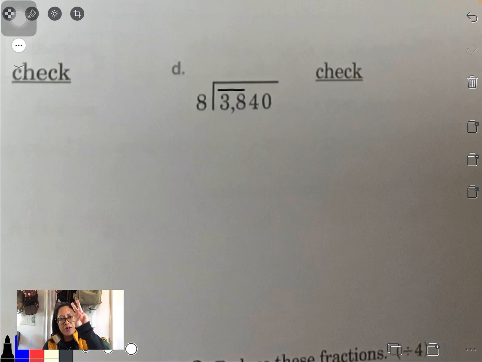4, 8, 12, 16, 20, 24, 28, 32. I counted by 4. I should have counted by 8. 8, 16, 24, 32. So it's 32. So put 4 up here. 4 times 8 is 32. Okay, and then you'll subtract, which I know you know the answer to. 8 take away 2. That's right, it's 6.